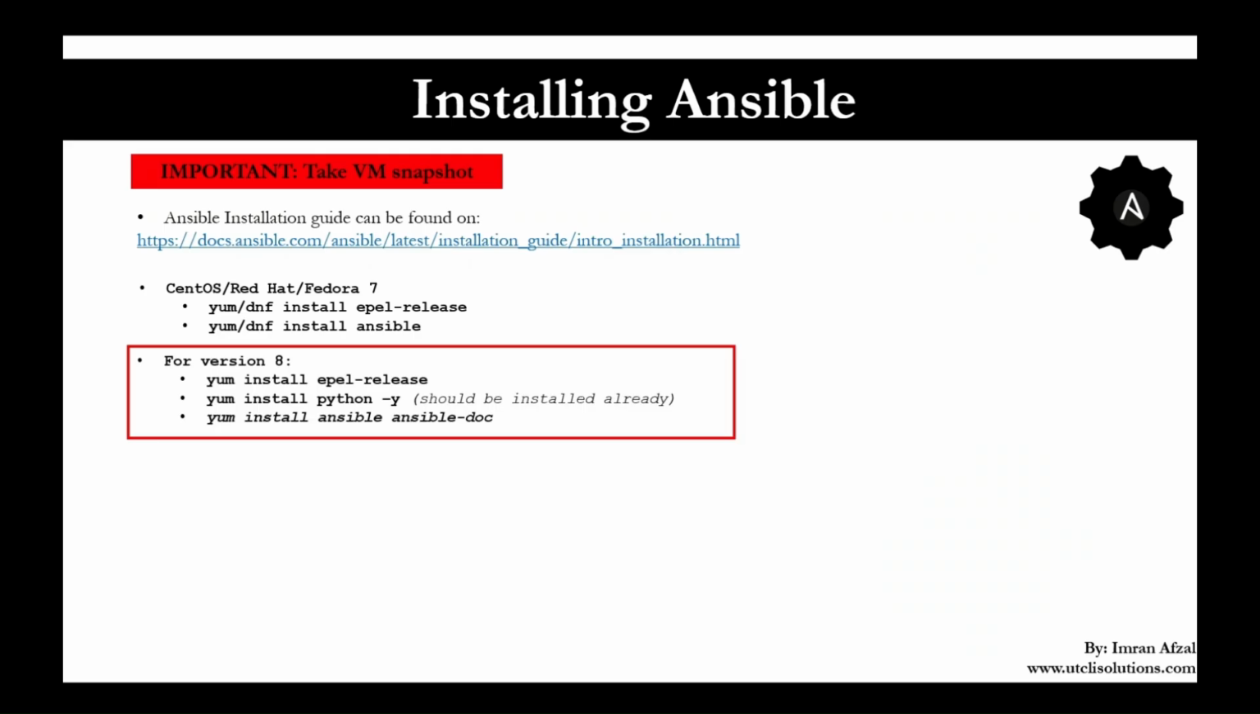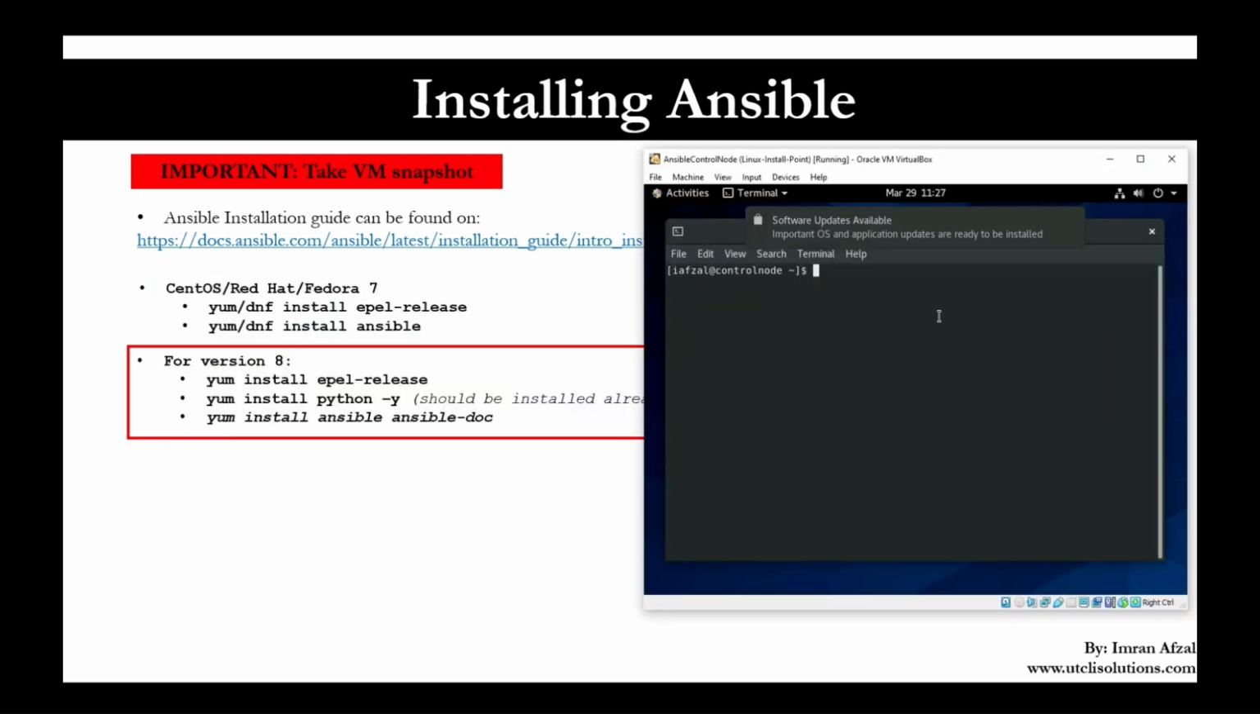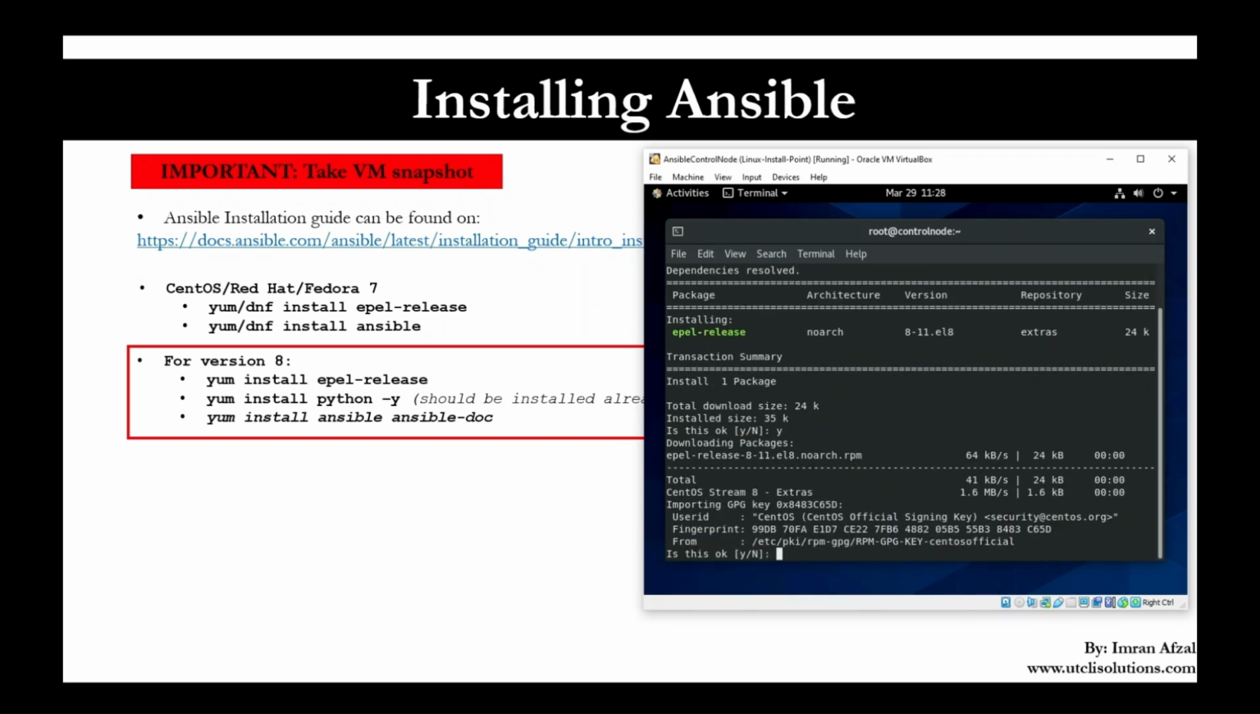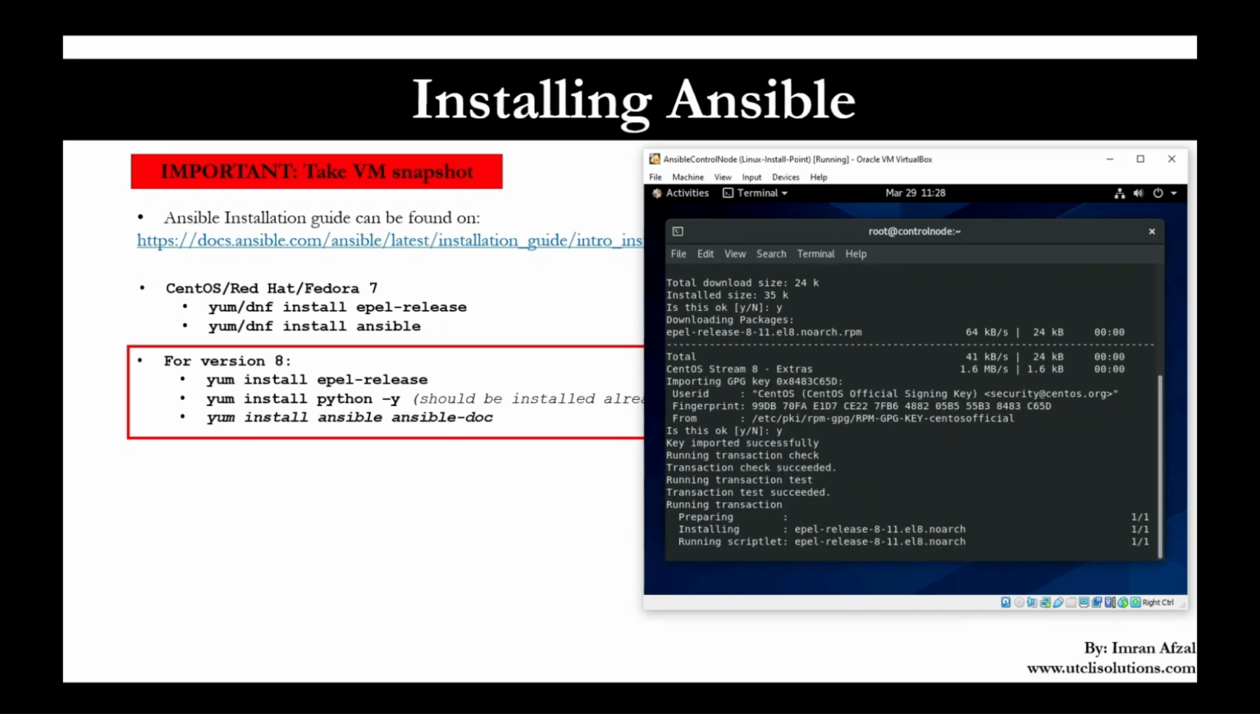Now for CentOS 8 or any of the version 8, these are the instructions that we will follow. Go back to our Linux machine. To follow these instructions and install any package, we have to run the command as root. So become root. All right. Now go ahead and run the command yum install epel-release. All right, it's asking you to confirm, type Y and confirm again, and the package has been installed.